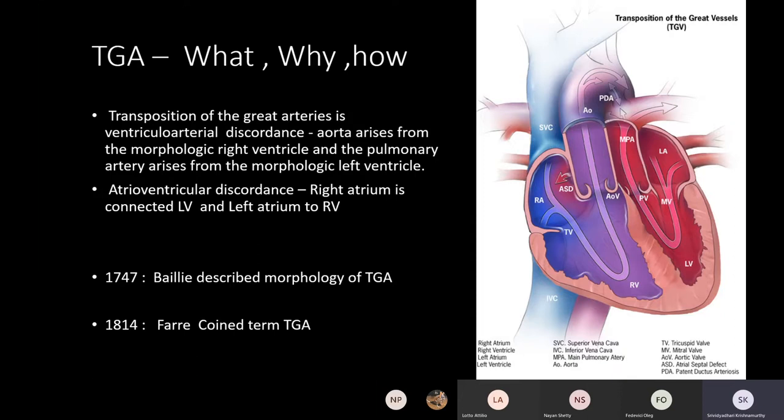Also, it can be associated with atrioventricular discordance, where the right atrium is connected to the left ventricle and the left atrium is connected to the right ventricle. So the pulmonary trunk is coming off the left ventricle and the aortic trunk is coming off the right ventricle. So essentially, that is the congenitally corrected TGA.